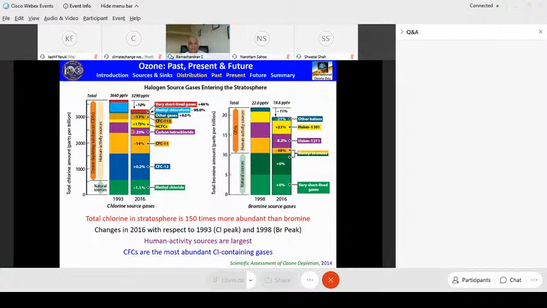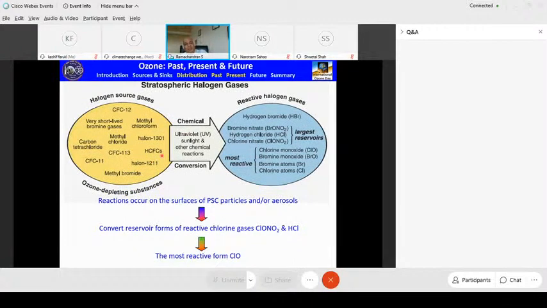This is again illustrated here: the halogen source gases, with the chemical reactions that occur with the amount of ultraviolet sunlight that is available. They get converted into reactive halogen gases, and these reactions occur on the stratospheric clouds, which we will see next. Then they get converted to reservoir forms of reactive chlorine gases such as ClONO2 and hydrogen chloride. The most reactive form of this is ClO, which is very efficient in depleting ozone.